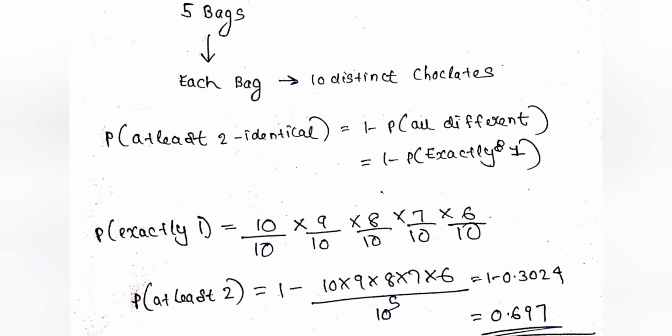So I have to find at least 2 identical, so I subtract it from the total: 1 minus 10 into 9 into 8 into 7 into 6 by 10 raised to 5. So finally the probability that at least 2 are identical is 0.697.